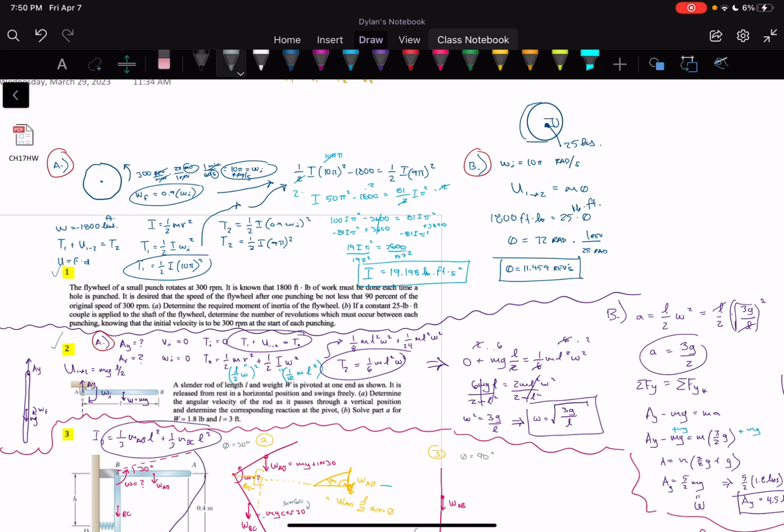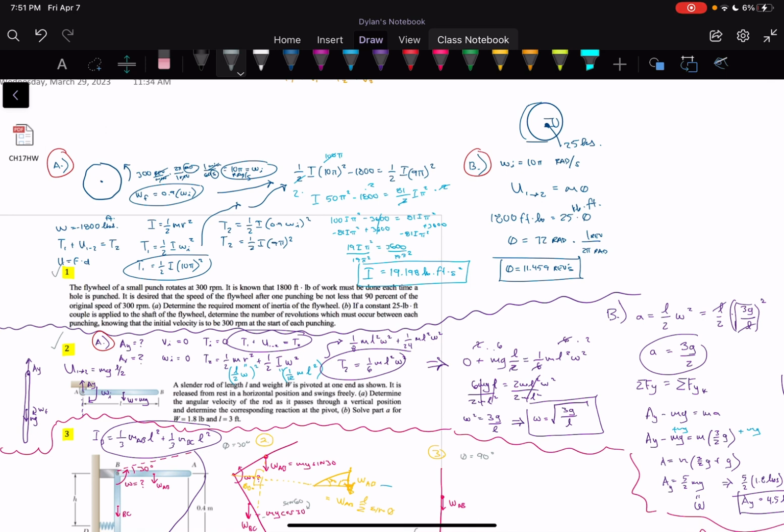For number 1, it's basically the flywheel with the punch that rotates at 300 revolutions per minute. And basically, we need to use the conservation of energy to find our T1, our kinetic energy at point 1 and point 2. From there, we can do the conservation of energy formula and plug in our T1 and T2 values.